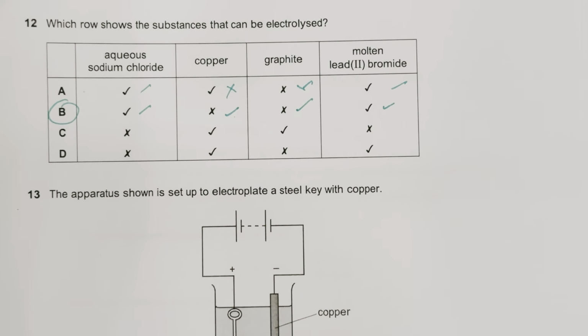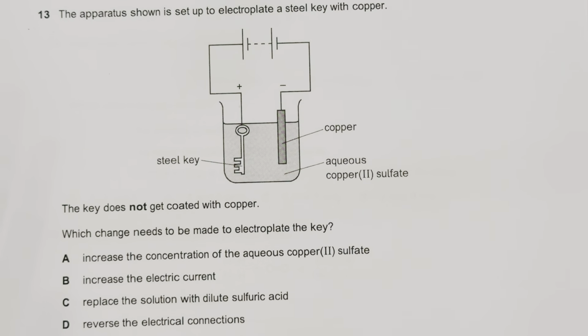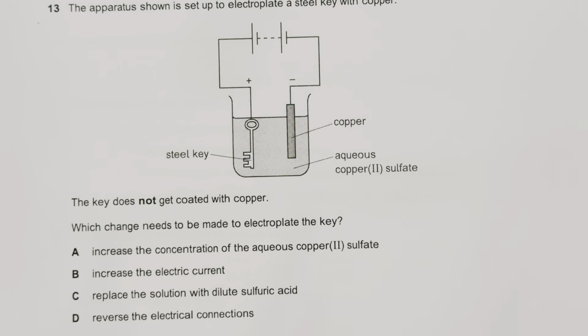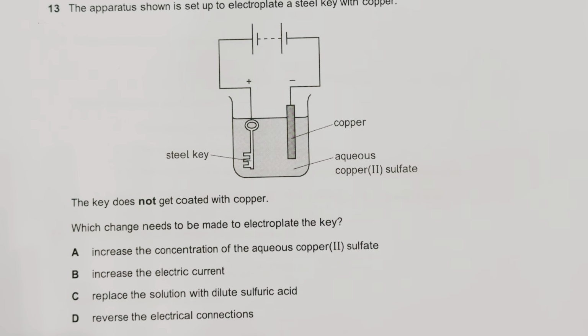Moving to question number 13, that is again from the topic of electrolysis. The operators shown in the setup to electroplate a steel key with copper. The key doesn't get coated with copper. It means electroplating is failed here. Which change need to be made to electroplate the key?